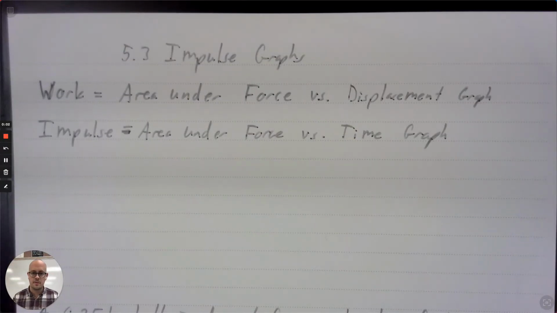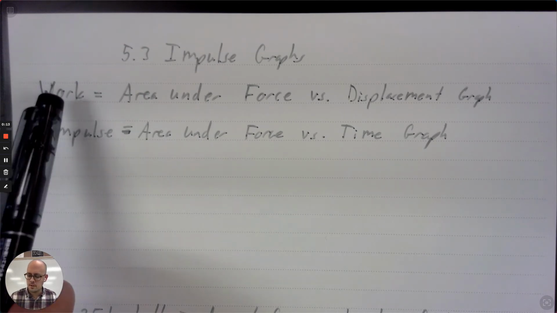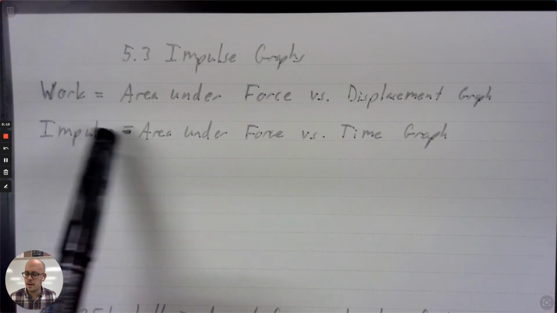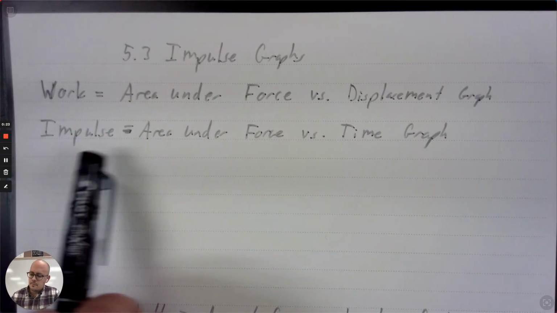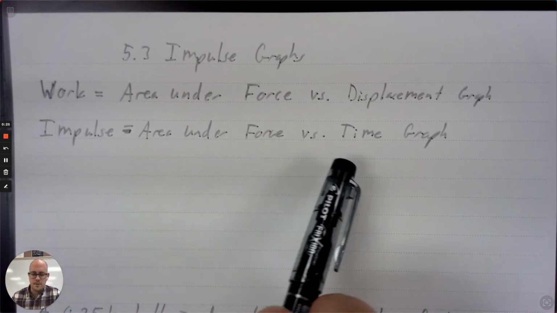All right, so this is our last video in the intro part of the unit, or the first part of the unit, about impulse and momentum. It's about graphs. One fact that was relatively untouched in our energy unit is that the amount of work done is equal to the area under a force versus displacement graph. There's an analogous idea in the world of momentum. The impulse is equal to the area under a force versus time graph.